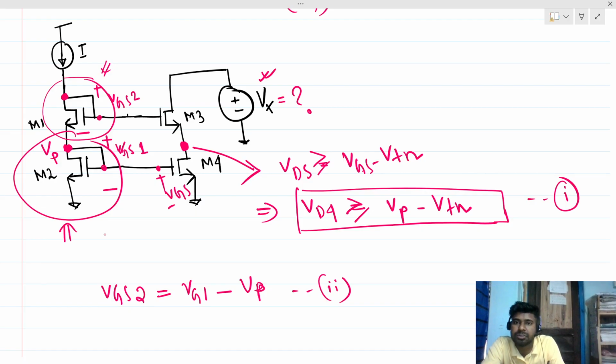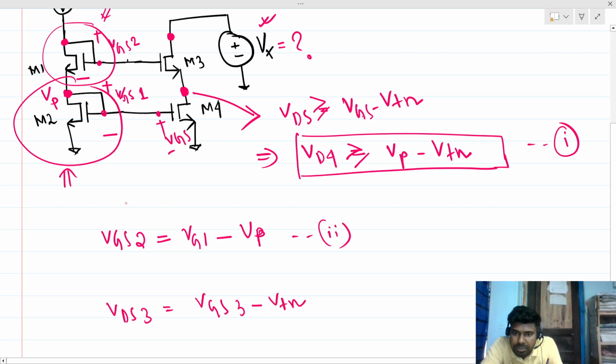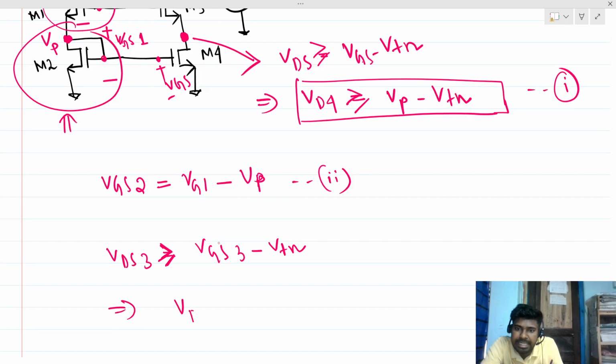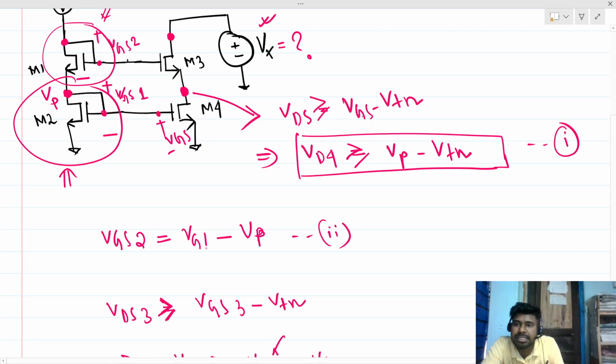So now what about this case? This node potential must be greater than or equal to VDS of 3, which will be VGS of 3 minus VTN. So VD must be greater than or equal to VG3 minus the threshold. Now we need to put in this VG3, which is nothing but this VGS2 voltage, right?